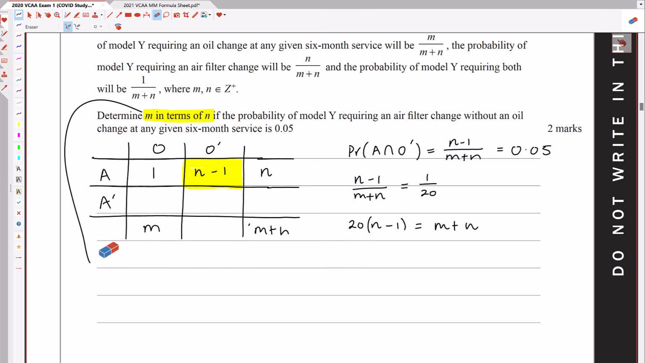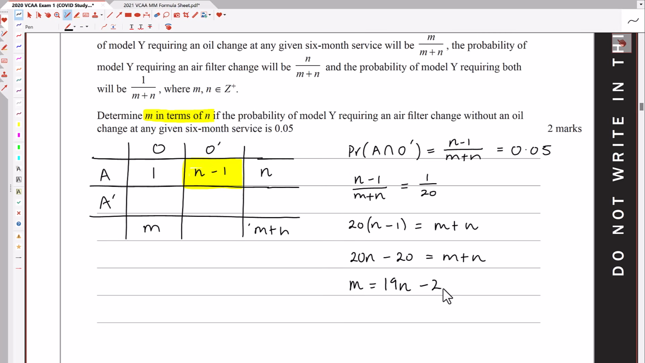So forget about that as an initial goal. Your initial goal is to just find a way to connect m and n and then worry about getting it in the right form. If it said determine n in terms of m, we would have had to make n the subject, but we have m in terms of n. So we're going to make m the subject, and that's actually easier here because there's only one m. So we've got 20n take away 20 equals m plus n, and let's subtract n. So m equals 20n minus 1n, so that's 19n take away 20. And there we have m in terms of n.